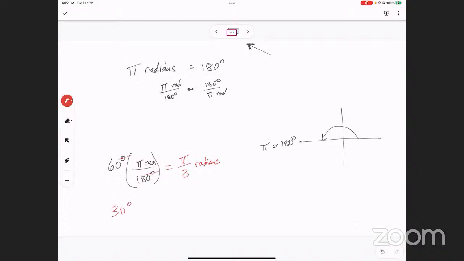So here we go. 30 degrees. How many radians is that? Go. Show me what you got. Pi radians over 180 degrees. The degrees cancel. Pi over... Would it be 6? You got it. I just guessed because of this and this. Okay, don't ever do that again.